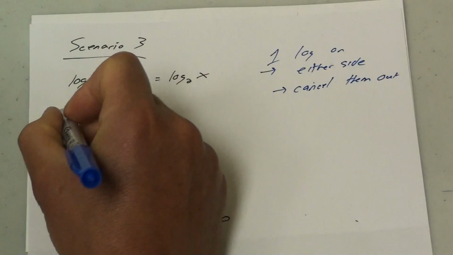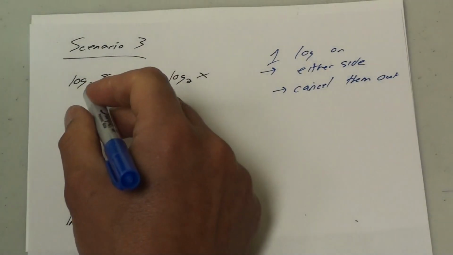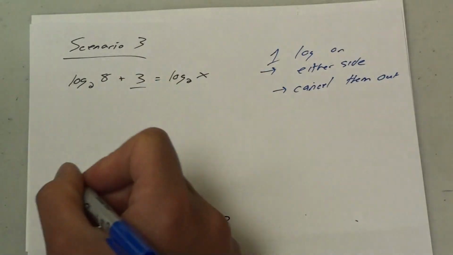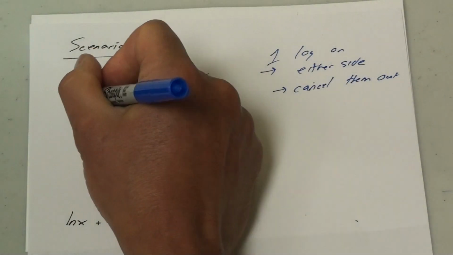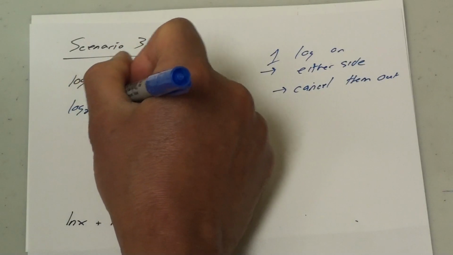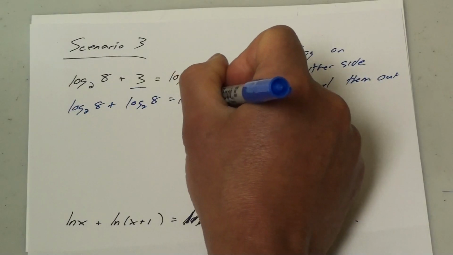Okay, so what I want to do, I need to turn this whole number into a logarithm. Now this is log base 2, so that would be the exponent. The exponent 3 on base 2, 2 to the exponent 3 is 8. So I have log base 2 of 8 plus another log base 2 of 8 equals log base 2 of x.